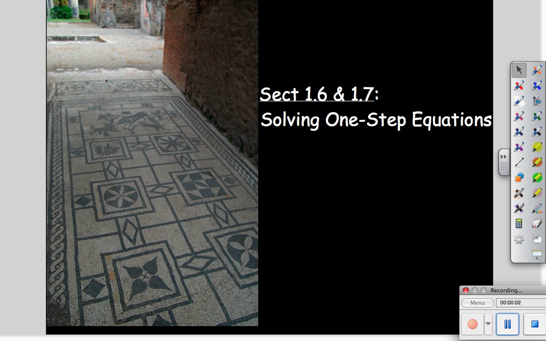Solving one-step equations. This is going to deal with solving one-step equations using multiplication, division, addition, and subtraction.